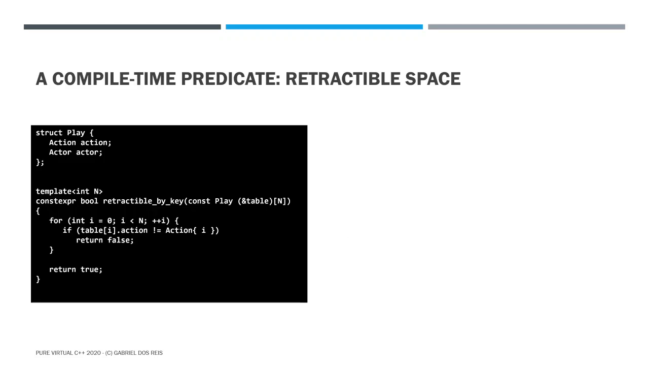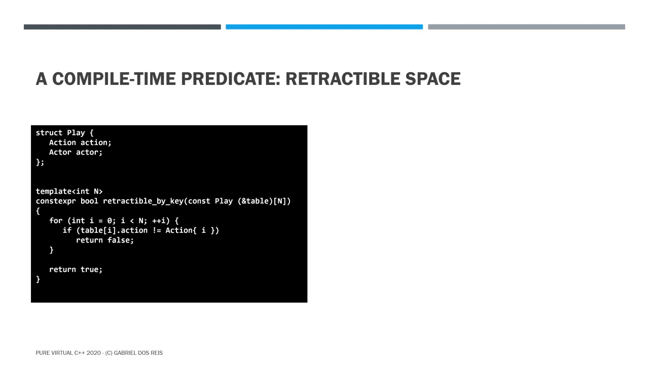So again, that predicate is: take the table, go through it, and in each entry, check whether the key is numerically the same as the position in the table. If that is true, we're done. If not, then return false. Basic thing. So this function is declared constexpr so that we can use it at compile time, with a compile-time value, with a compile-time table.